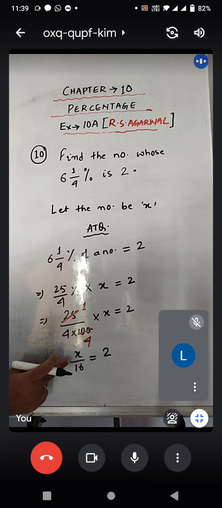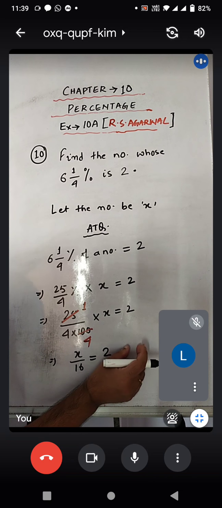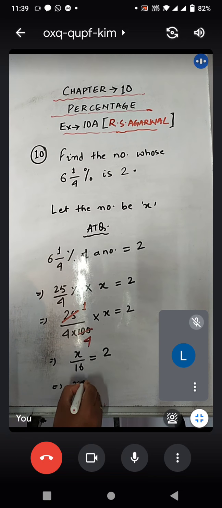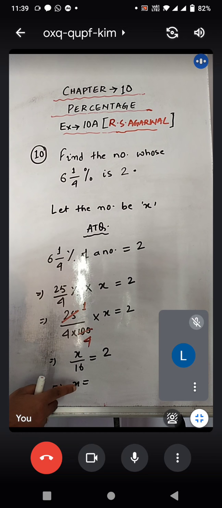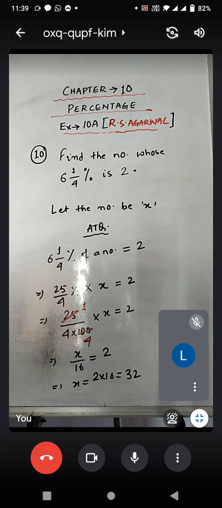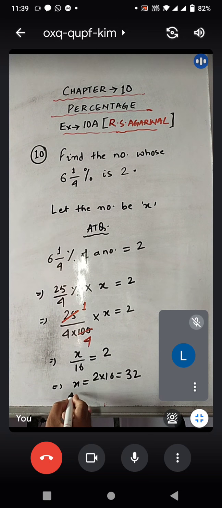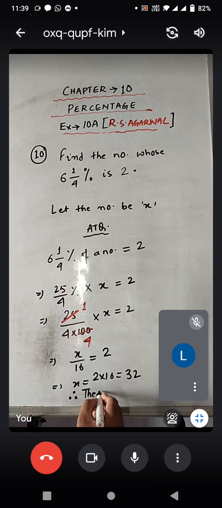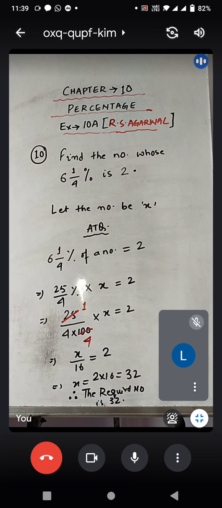Now to get the value of x, we have to transpose this 16 towards the right hand side. So x would be equal to 2 into 16, that is equal to 32. So at last you will write, therefore the required number is 32. Okay, so this is the first solution, question number 10. Now we'll move on to sum number 11.